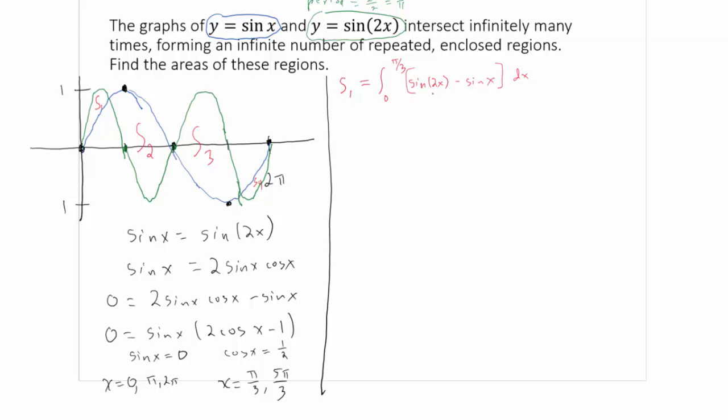Integrating sine 2x, remember that the antiderivative of sine is negative cosine, but since it's a 2x, we would have to have a 1/2. So I would have negative 1/2 cosine 2x, and then the antiderivative of negative sine x would be plus cosine x, and we'd have that over 0 to pi over 3.